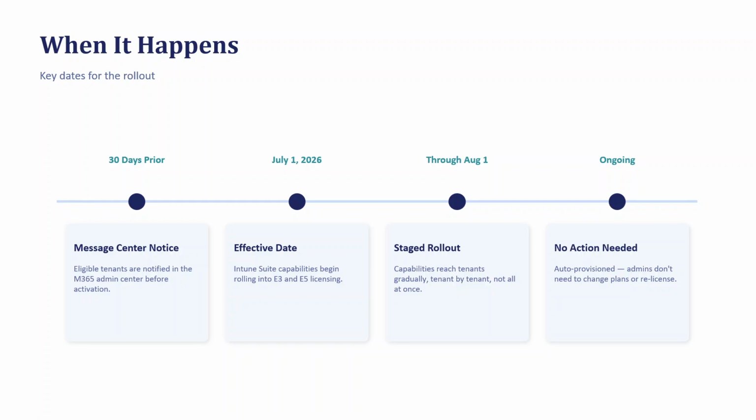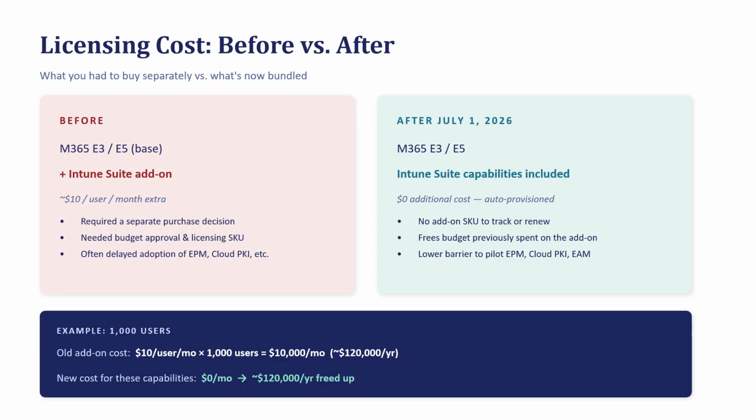Okay, so let's move on. License cost before versus after. What you had to buy separately. So before, E3 and E5 base plus Intune Suite, $10 per user per month extra, required a separate purchase discussion, needed budget approval and licensing, often delaying adoption of EPM, Cloud PKI, etc.